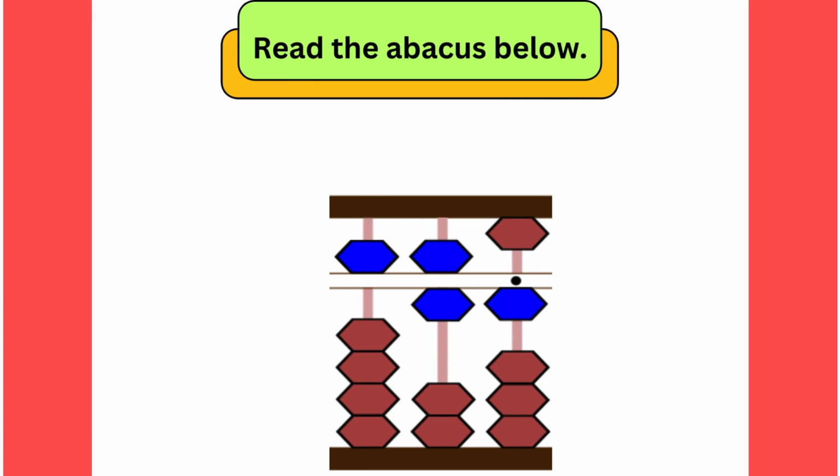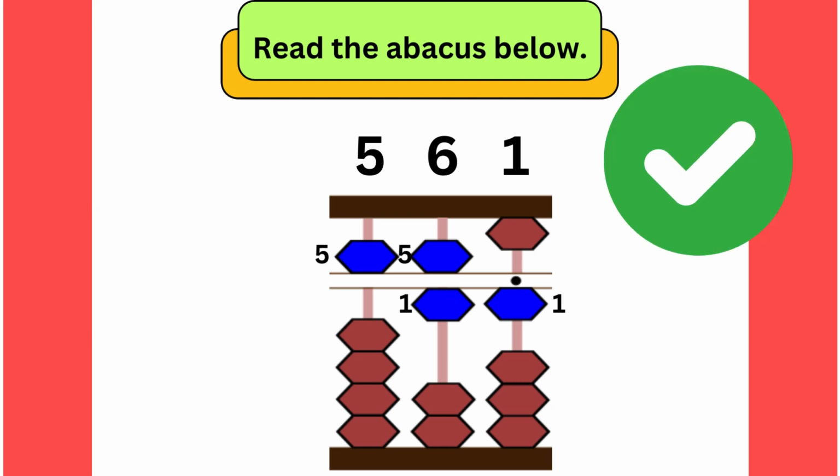Okay. Let's try one more problem. What number does it show on the abacus below? Starting from the hundreds column, there is 1 upper bead attached to the bar. 1 upper bead and 1 lower bead are attached to the bar in the tens column, and 1 lower bead attached to the bar in the ones column. Therefore, the abacus shows 561.